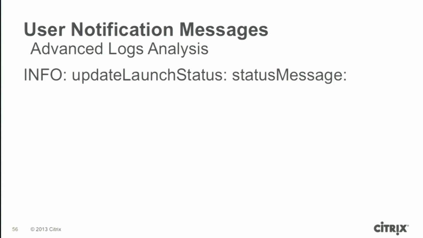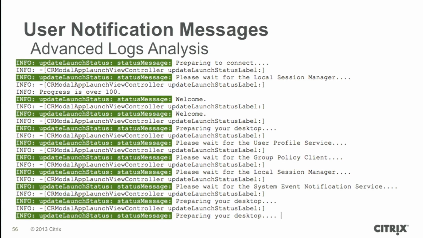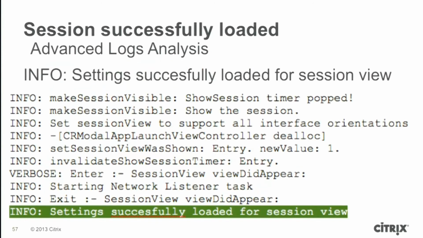Here's a very useful one, because a lot of times connection issues occur during the notifications that are running by the user, so the user can tell you where it's failed. You'll see these messages, the launch status message, along with the status that it's showing for the user. Here's a message that you hope to see. It's a successful session loading message. And yes, that successful typo is in the message. That may change soon.